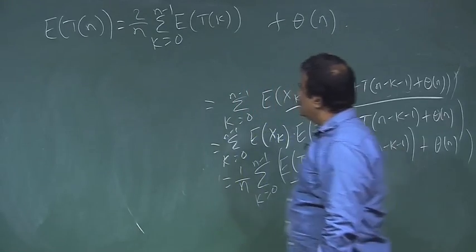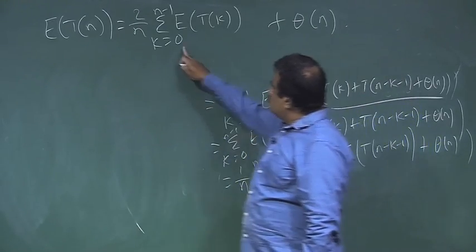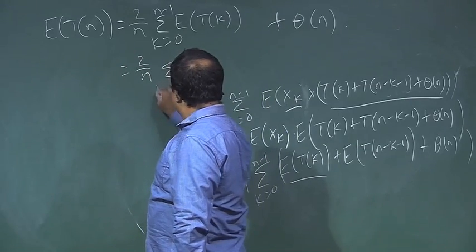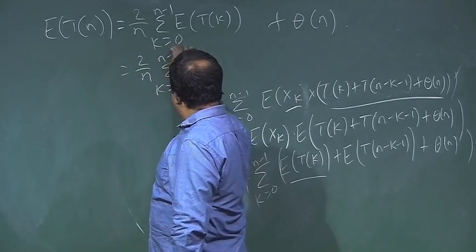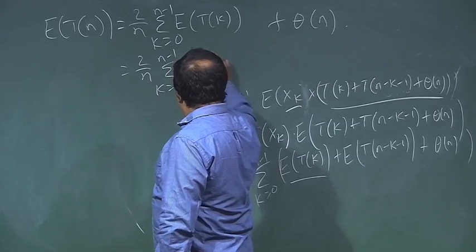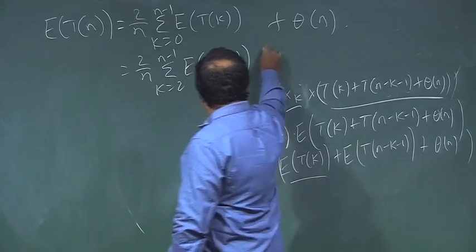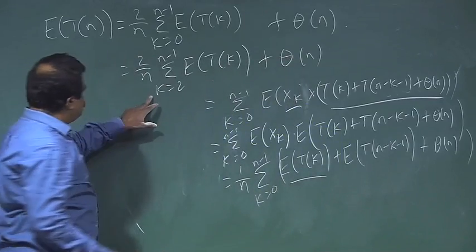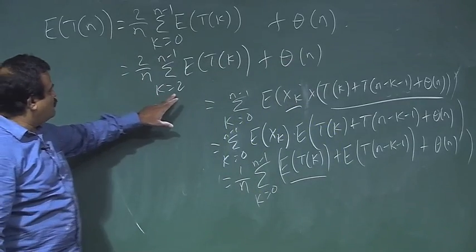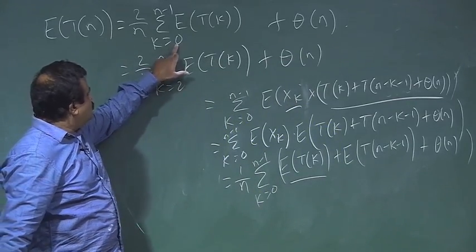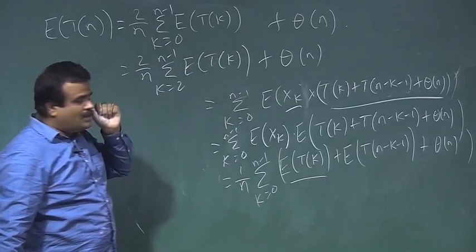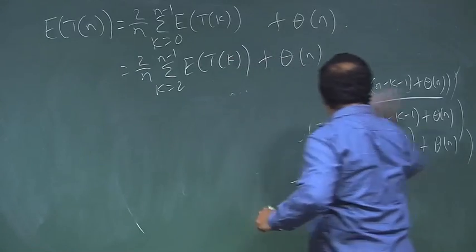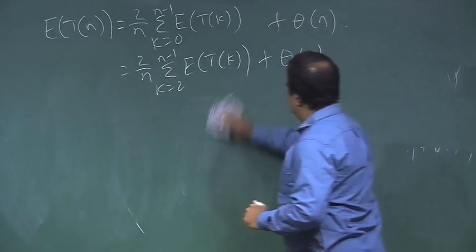So, you got this. Now, the first two terms we can combine with this. So, this can be written as 2 by n summation of k equal to 2 to n minus 1 of expectation of T(k), plus theta of n. Why do we take 2 to n minus 1? We will use a result which starts from 2 to n minus 1, and for 0 and 1 this term will be combined with theta of n.